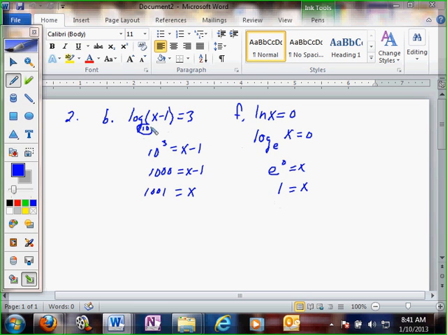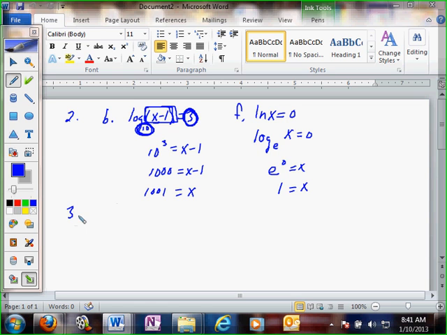You take the base, you raise it to the power of what's on the right side of the equal sign, and you set it equal to what's inside the logarithm itself. And between the parts 1 and 2 that we're looking at, you're solving for x somewhere. And that's how those work.